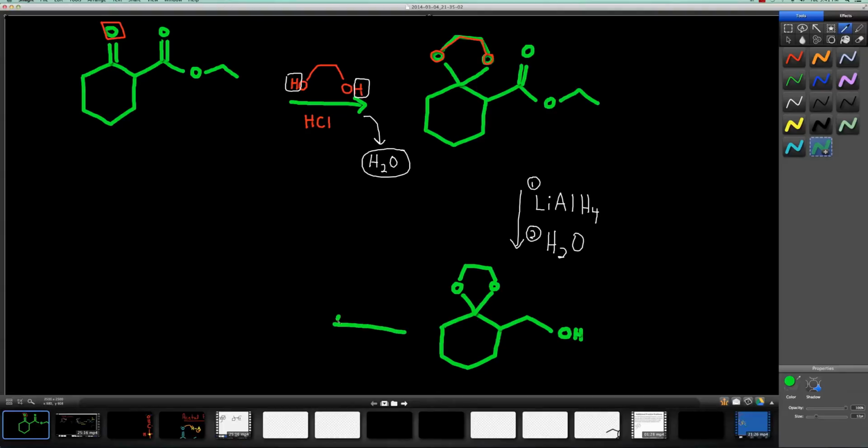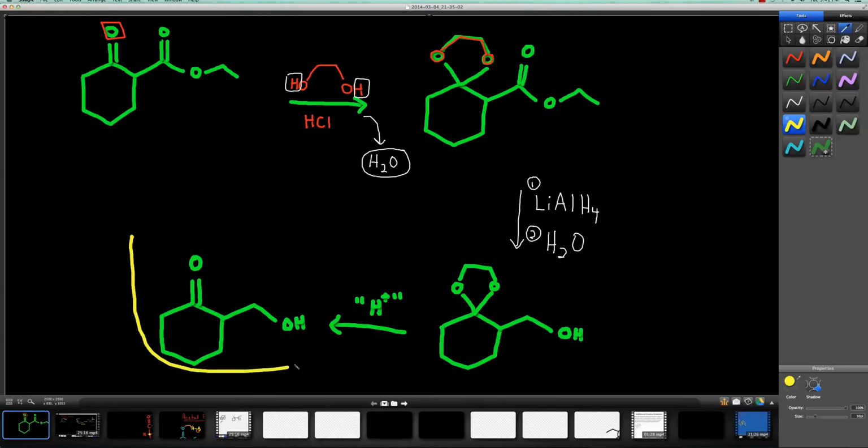And of course, once I add strong protic acid conditions, I will reestablish the carbonyl with the reduced ester. And so for this kind of regioselectivity, the protecting group is essential.